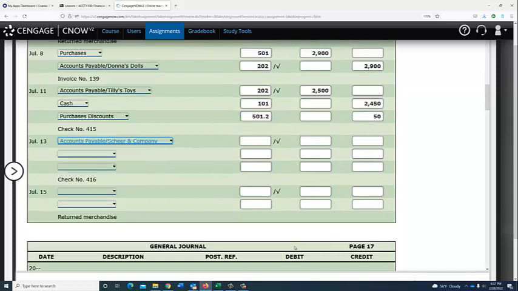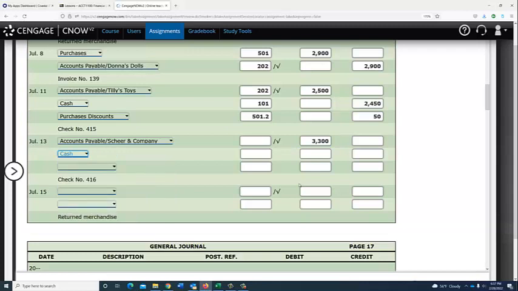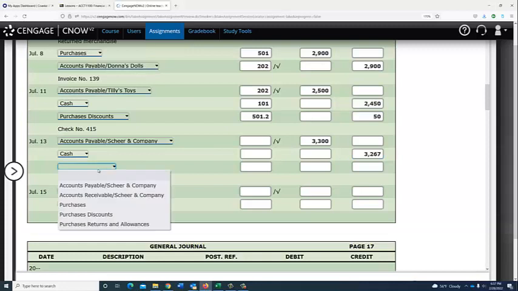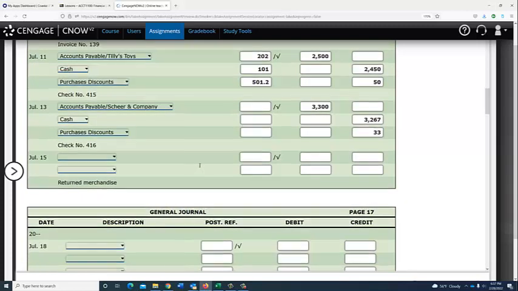Okay, accounts payable, we're going to completely zero out the amount owed to Sharon Company with the full amount owed, which was the $3,300. We're going to credit cash for $3,300 less $33. So that's $32.67. And then the purchase discount was $33. Okay, so let's go and post this transaction.